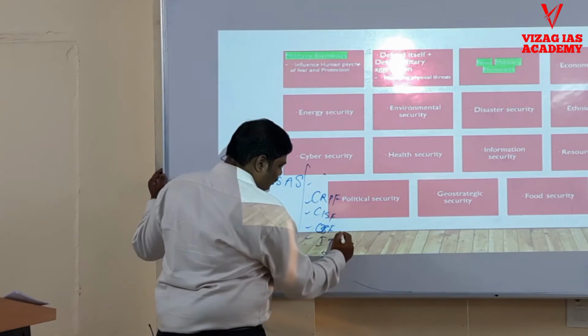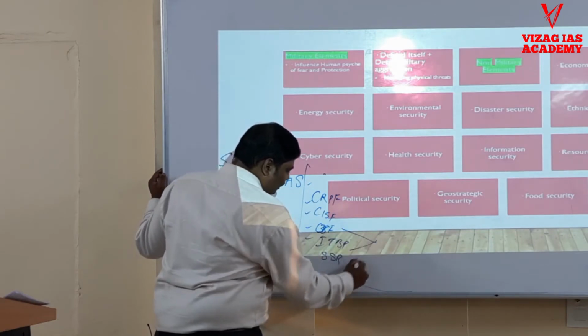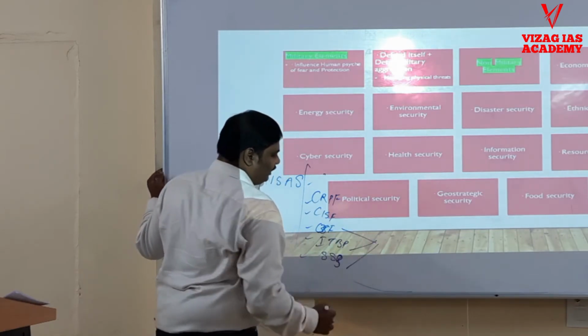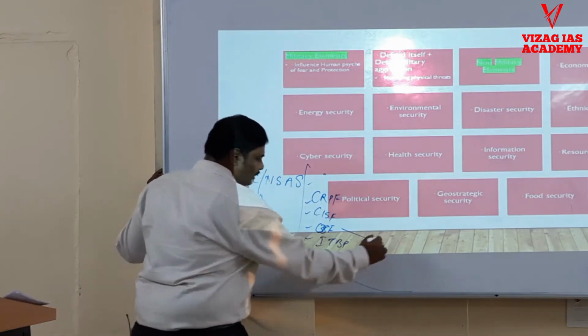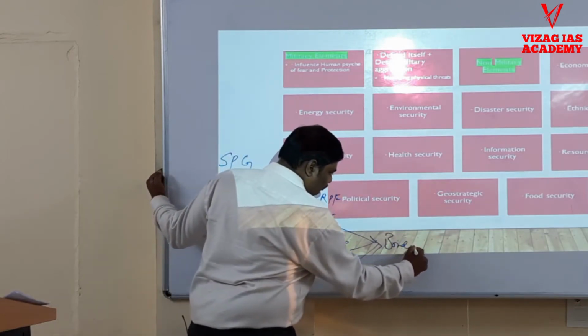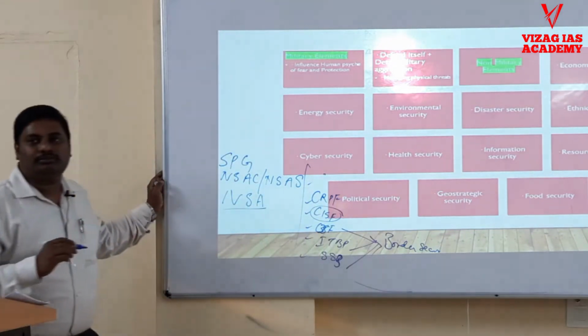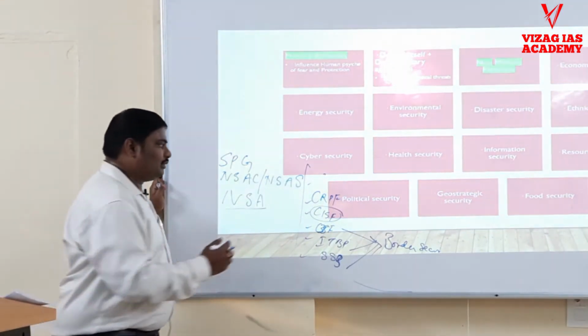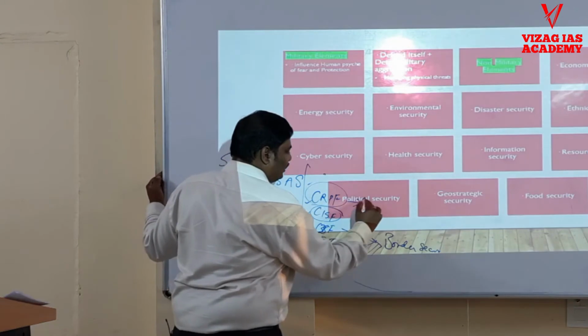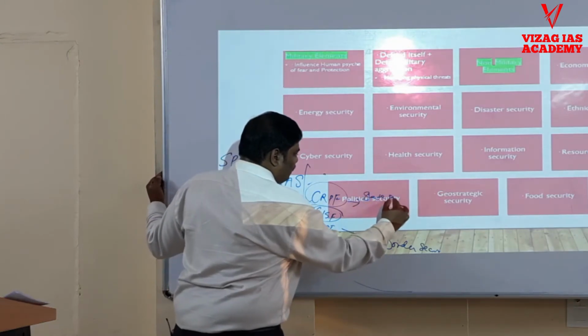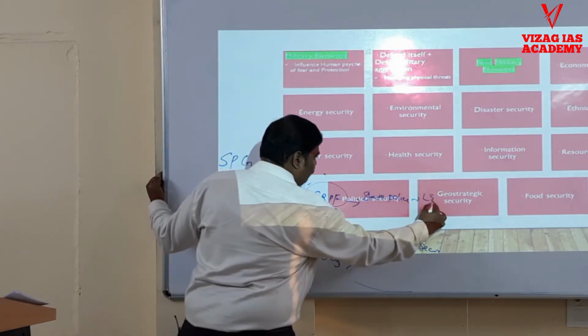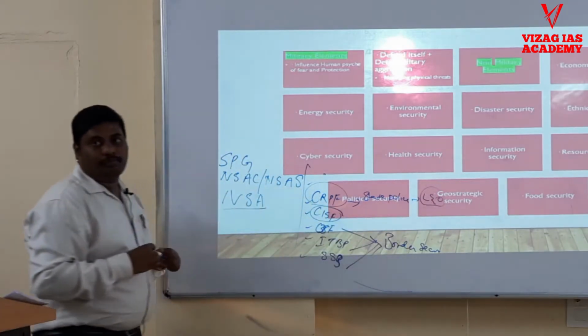Out of which BSF, ITBP and Sashastra Seema Bal maintain what? Border security. Well, CISF maintains the security of sensitive establishments. CRPF will directly assist the state police in maintaining law and order.